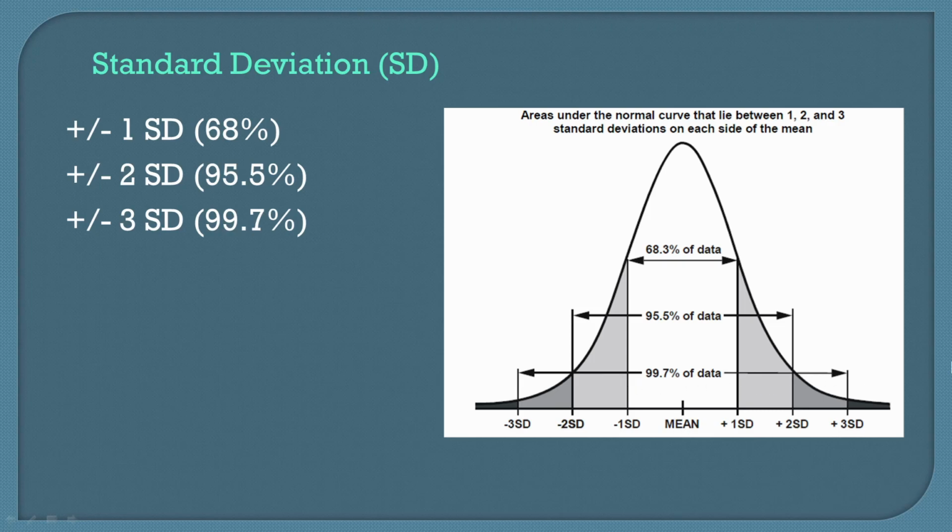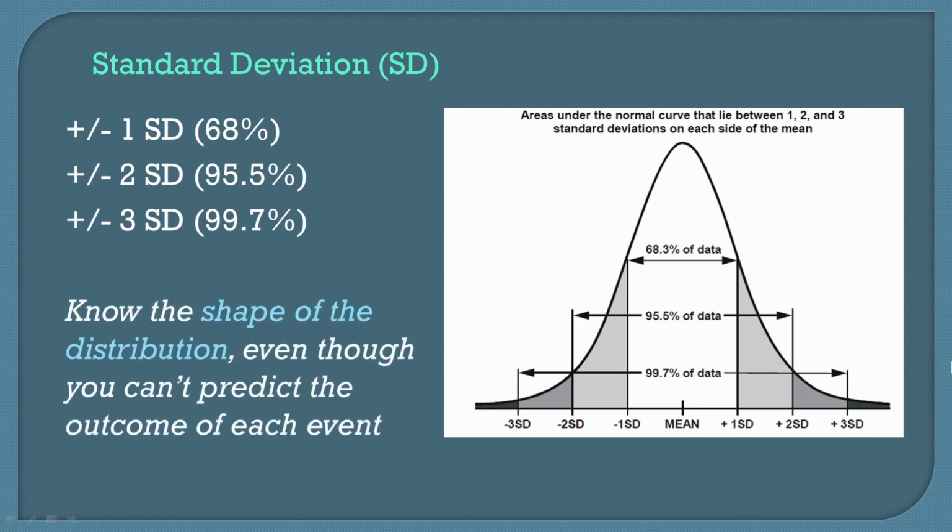I found a video that does a great job explaining the normal distribution. I will put the link in the description below. I highly recommend you check it out. From that video, you will see that in a normal distribution, a large majority of outcomes lie near the center. You know this is true, even if you can't predict how each individual event will turn out.